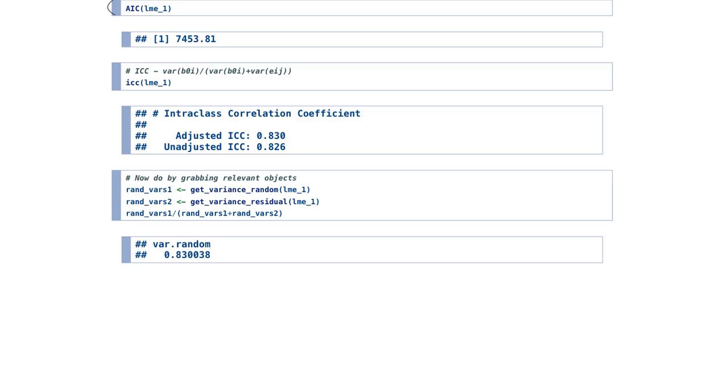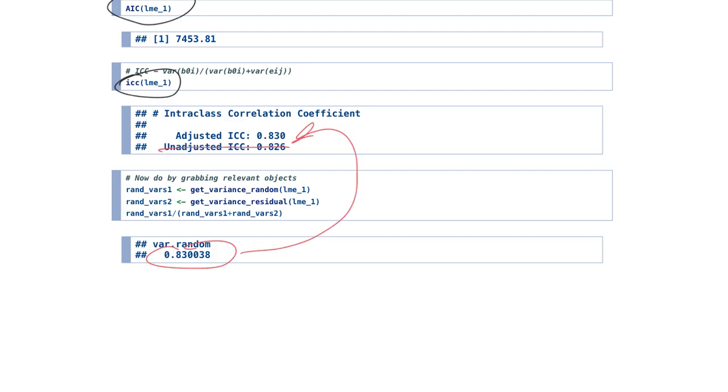So anyway, this is how you get it: you just take the model. If it's a likelihood-based model, you just put it in the AIC function, and it'll give you back the AIC. You don't have to calculate it yourself. It'll also have this ICC command you can use. It gives you the intraclass correlation coefficient, which will have a different interpretation based on the model. Typically, you just look at the adjusted. The unadjusted is typically not of interest.